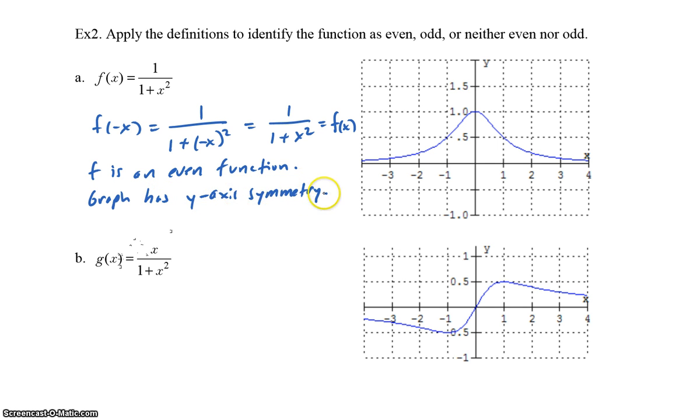Now, I'd like to explain to you what y-axis symmetry is, but I'm almost out of time for this particular video, so I'm going to catch you on the next video, and I'll just pick up where I'm leaving off here and talk about what we mean by y-axis symmetry.